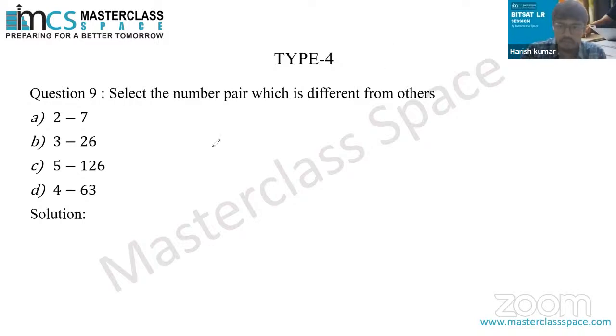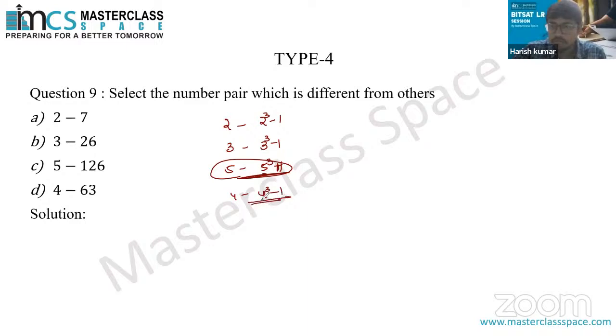Again, the logic is based on cubes only. So 2 is related to 7, so 7 is nothing but 2 cube minus 1. And 3 is related to 3 cube minus 1. 5 is related to 5 cube minus 1. Sorry, it is 5 cube plus 1. So here the logic is going to change. But 4 is related with 4 cube minus 1. So I think this is an easy question.